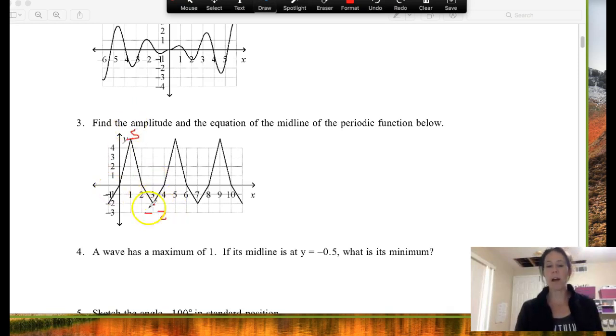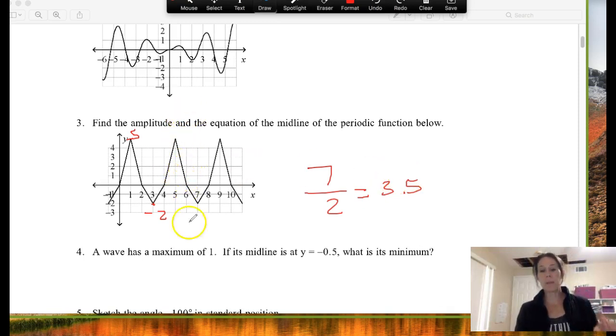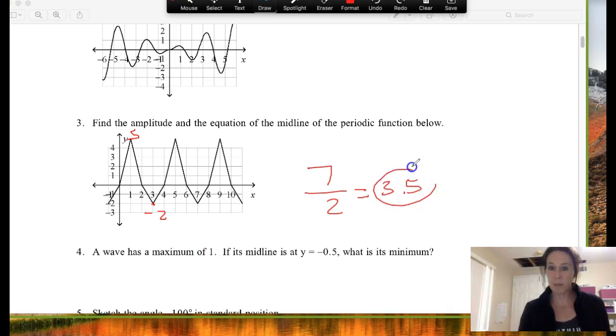From -2 to 5. So I want to find the midline. Where's the middle? Well, just count from -2 to 5, or find the distance from -2 to 5. So you're going to go 1, 2, 3, 4, 5, 6, 7. That distance is 7. Now the midline will be halfway through this graph. So divide that by 2, and you're going to get 3.5. All right. Now 3.5 is going to be your amplitude, because remember, your amplitude goes from the midline up and the midline down. So that's your amplitude right there.